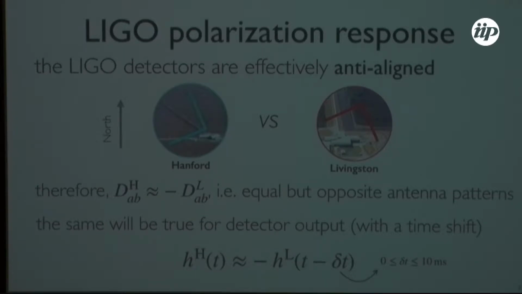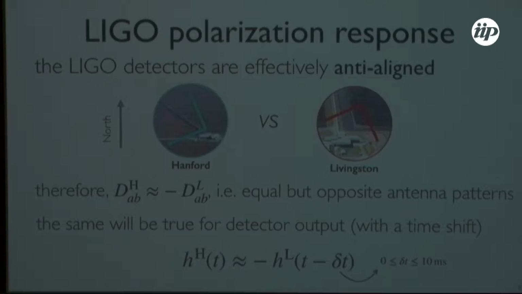So a gravitational wave that comes in this direction will actually affect both instruments the same way, except with a flipped sign. And that just means that the response of the detectors will be the same, except for a minus sign, roughly speaking. This is not exactly true, but it's roughly true.